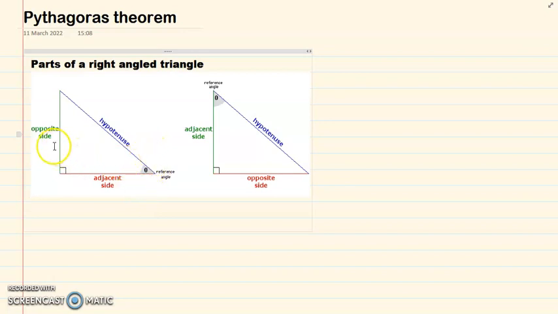The one which is opposite the angle is the opposite side, and the one which is directly next to the angle is the adjacent side. If we are to consider this one as our angle, this is the opposite side and this is the adjacent side, and the longest line or the longest length will always be the hypotenuse.